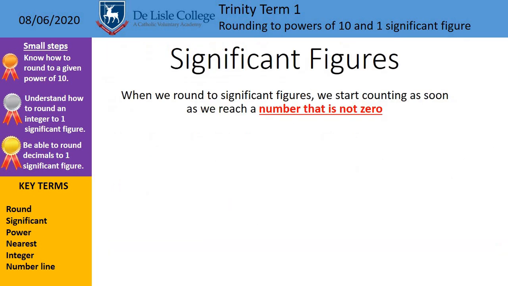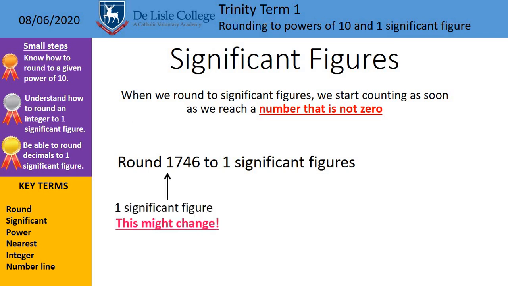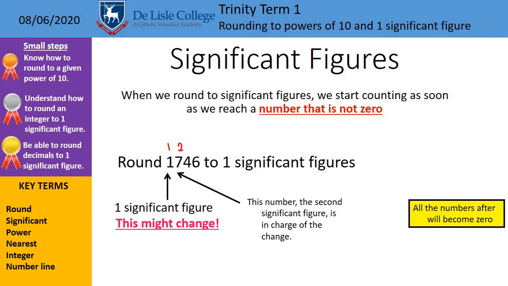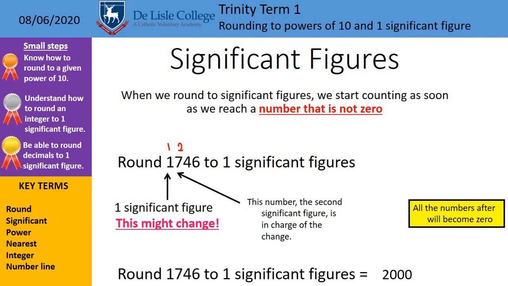Right, okay, so let's have a little practice at this one first. So we're going to round 1,746 to one significant figure. Well, the 1 is our first significant figure, and the 7 is our second significant figure. So the 7 is in charge of whether the 1 changes. We know the rules of rounding. 5 or above you round up, 4 or below you keep the same. So the 1 stays, the 7 is greater than 4, so it rounds the 1 up to a 2, and everything afterwards becomes zeros. So 1,746 to one significant figure is 2,000.